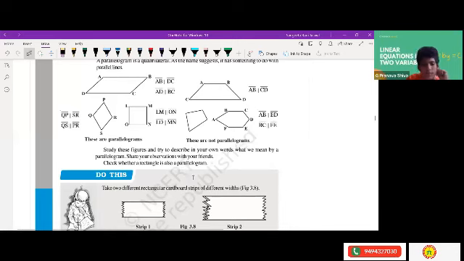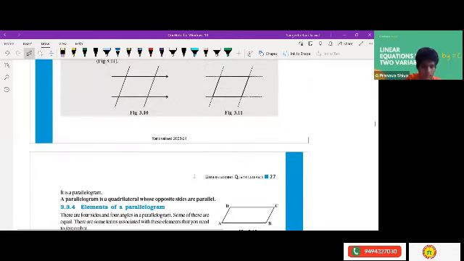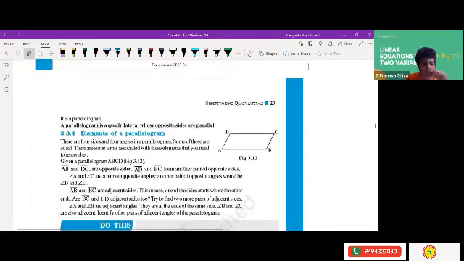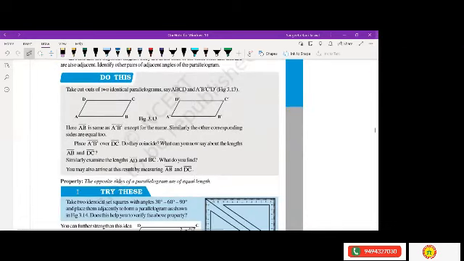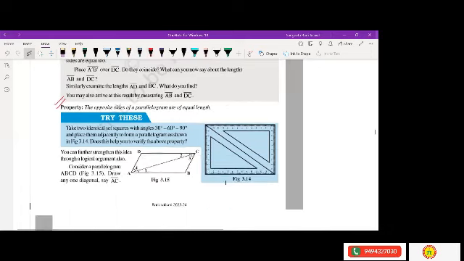Let's do the sums. The opposite sides of a parallelogram are of equal length. So these are some properties of a parallelogram which are given to you. You have to keep them in mind before you move on to the sums part.